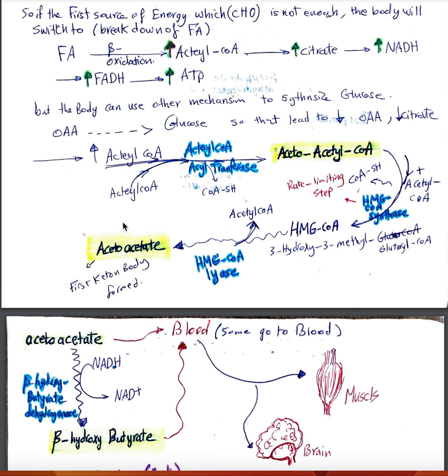Again, this reaction is so important, so I will repeat it. We have two molecules of acetyl coenzyme A, and by the thiolase enzyme they form acetoacetyl coenzyme A. Then we add another acetyl coenzyme A, and with the help of 3-hydroxy 3-methyl glutaryl coenzyme A synthetase, which is a rate limiting enzyme, that's so important to memorize again, this leads to the production of 3-hydroxy 3-methyl glutaryl coenzyme A. Then, with the help of HMG coenzyme A lyase, it leads to the production of the first ketone body, acetoacetate.